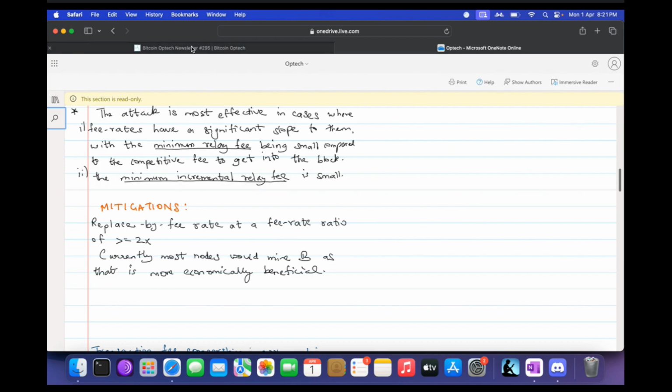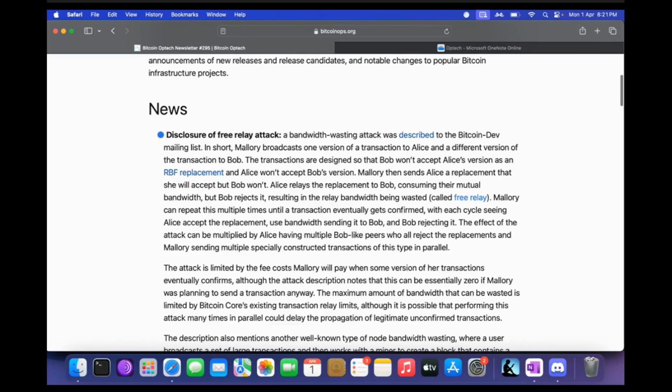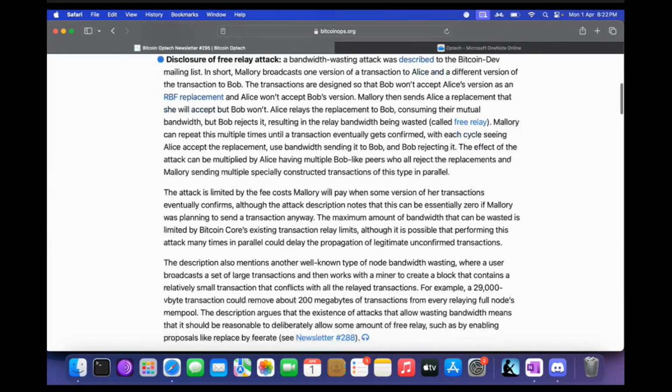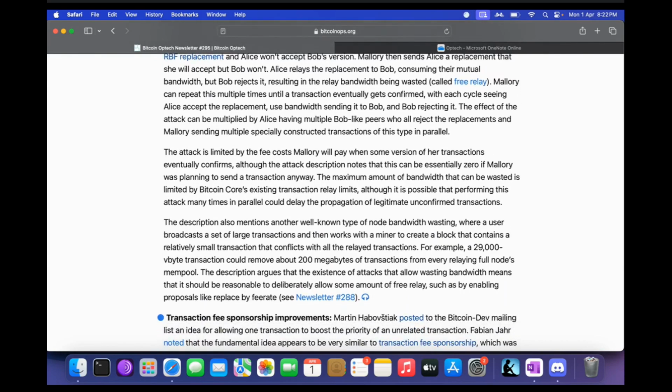So this is what the first news article talks about, the free relay attack, and how to mitigate it. Currently, I don't think nodes are implementing replacing by fee rate. But Peter Todd, I've read on multiple occasions, has articles as well and keeps talking about it on X as well. And I think he runs this on his node as well. So that is what I had to share about the first article.